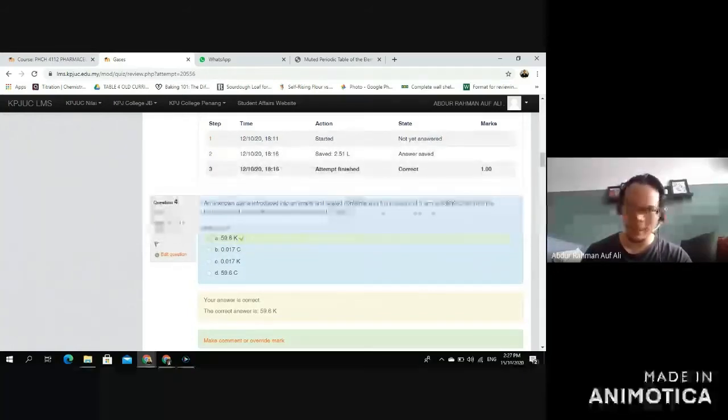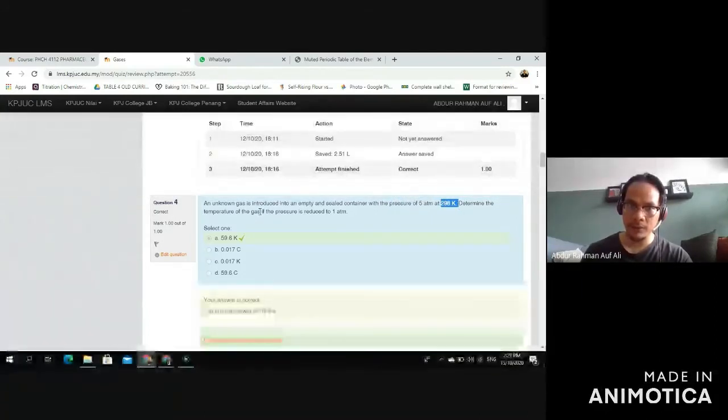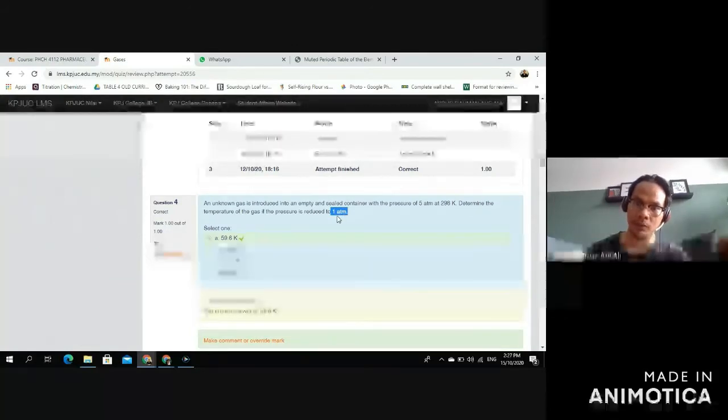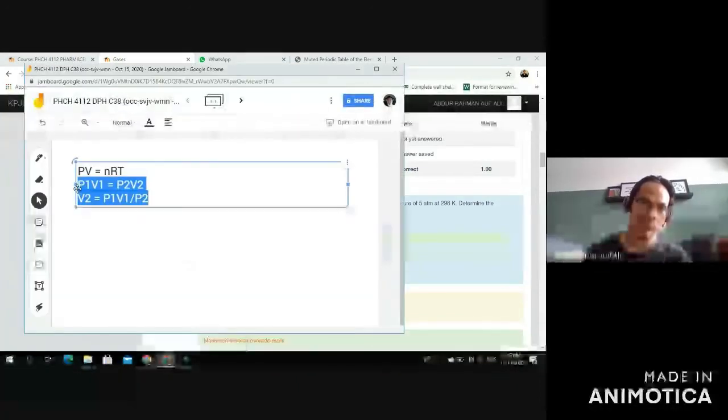So from the details you get here, the initial pressure is 5 atm, the initial temperature is 298 Kelvin. It asks you to determine the temperature of the gas, so that means the temperature changes. So temperature is not constant, and the pressure is reduced to 1 atm. So pressure is also not constant, reduced from 5 atm to 1 atm. So if P and T change, what remains is volume. Volume is constant. So you take PV equals nRT.